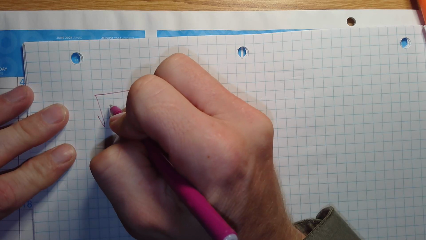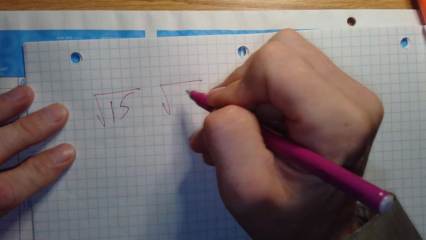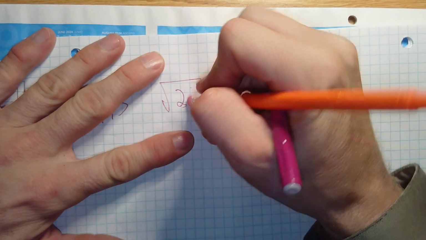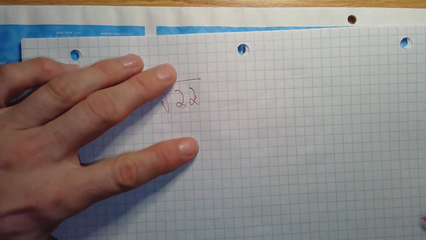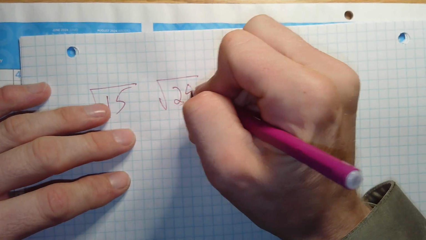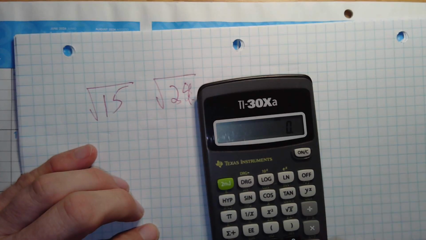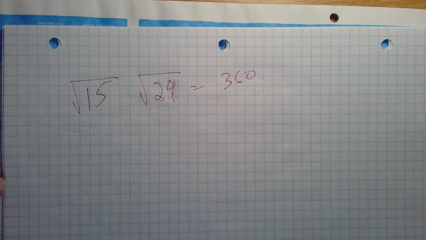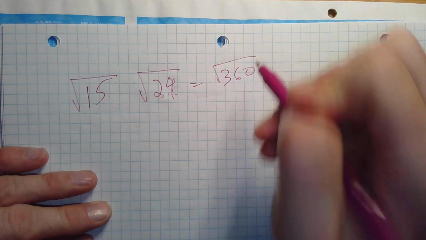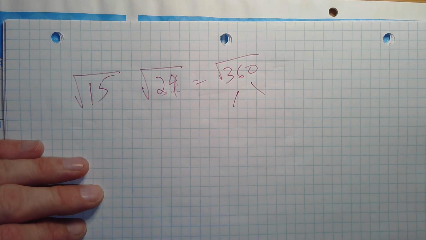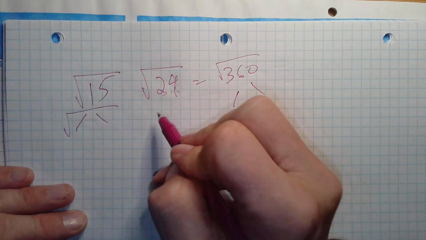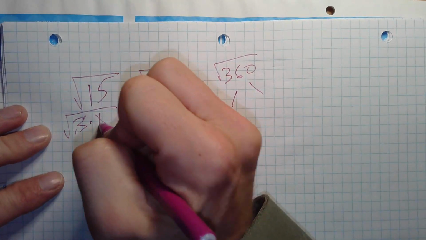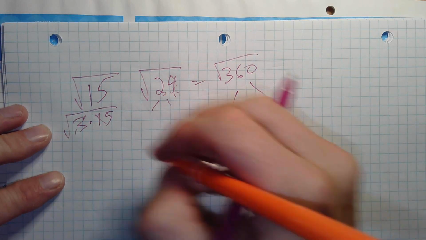Say you have square root of 15 times the square root of 24. There's a couple ways you can do this one. First, you can do 15 times 24 and come up with 360, or you can break this down, square root of 360, and then break it down. Or you can say, okay, this is the square root of 3 times 5.